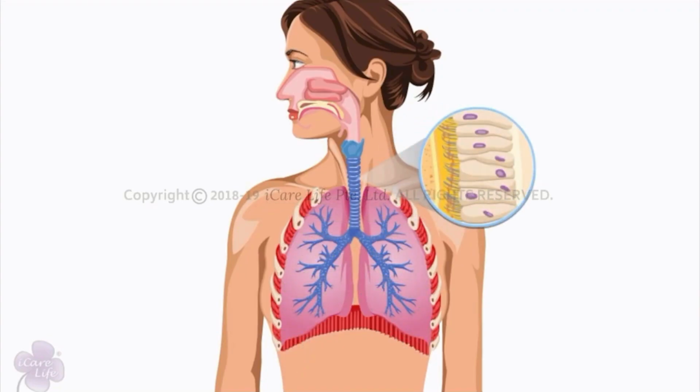On the inside, the air passage, including the nostrils, nasal cavity, pharynx, larynx, and trachea, are lined with a moist, thin layer of tissue called the mucous membrane and microscopic hair called cilia. The mucous membrane makes a sticky gel-like substance called mucus. The cilia move up and down to move the mucus out of the respiratory system.